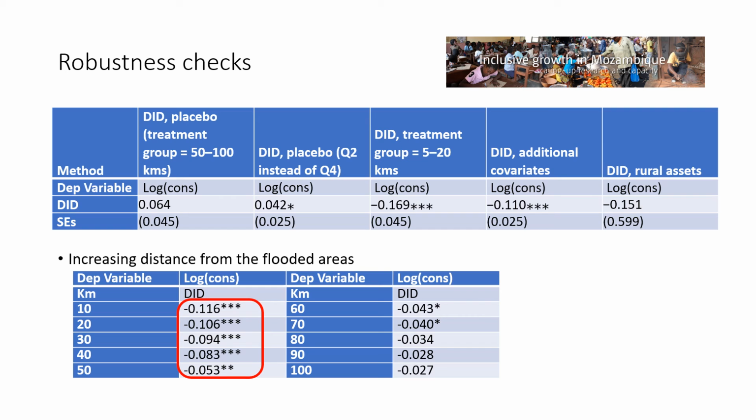We also find that if a treatment group were to be closer to the shock area and not considering those immediately within the flood areas, we do find a significant and stronger effect. And also if we add additional covariates, when we look into distances, we do see that if we consider treated group up to 50 kilometers, it's still strongly significant, and also 70 kilometers.